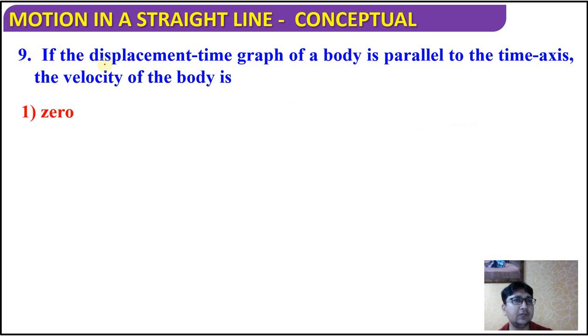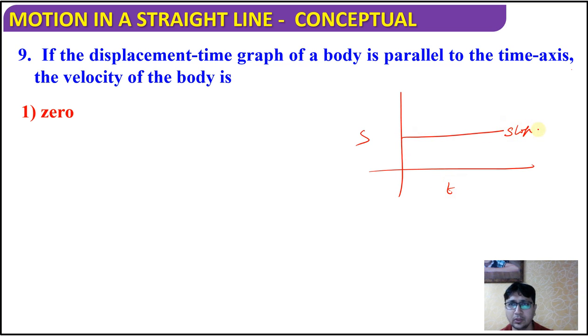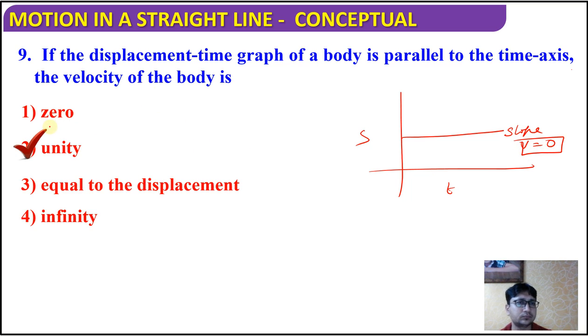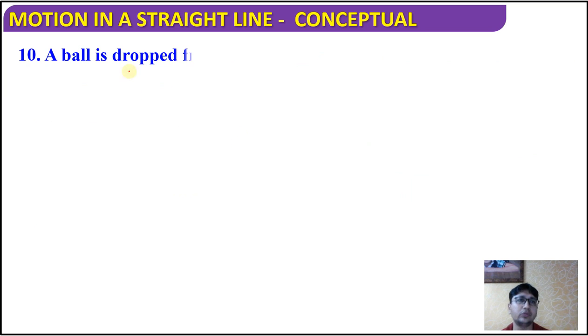g. If the displacement time graph of a body is parallel to the time axis. Okay guys, so the displacement time graph is parallel to the x-axis. This means that the slope is 0, and as we know that slope gives us velocity, that is 0. So the velocity of the body is 0. I marked wrong here students, by mistake. The answer is 0. Okay, velocity of body is 0, confirm 0, no doubt on that.